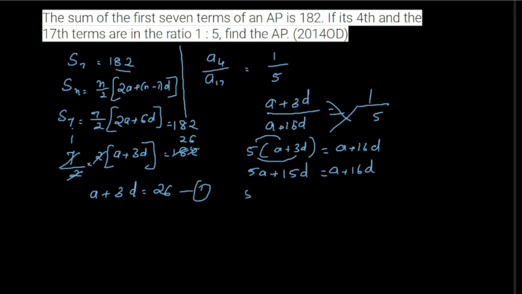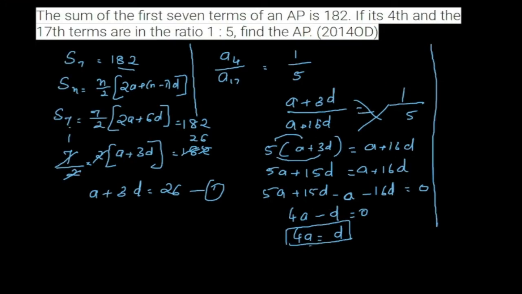Now 5a plus 15d minus a minus 6d is equal to 0. Now 5a minus a is 4a, so 4a minus d is equal to 0. 4a is equal to d. So the value of d is 4a. Now after getting d, we have to substitute this d, d is equal to 4a, in equation 1.